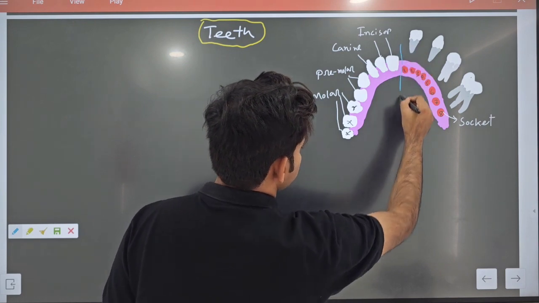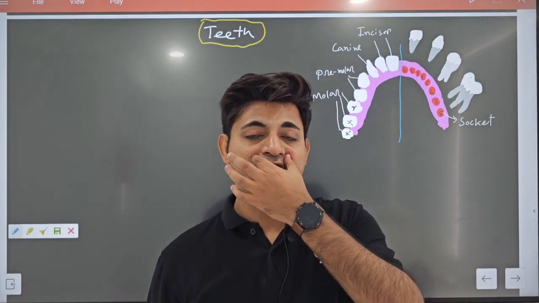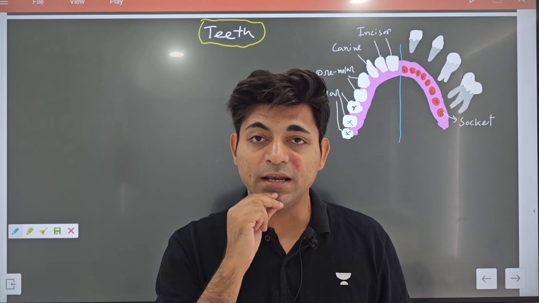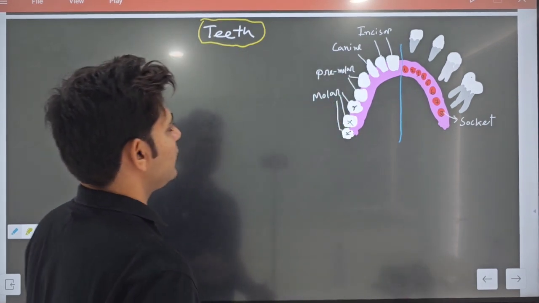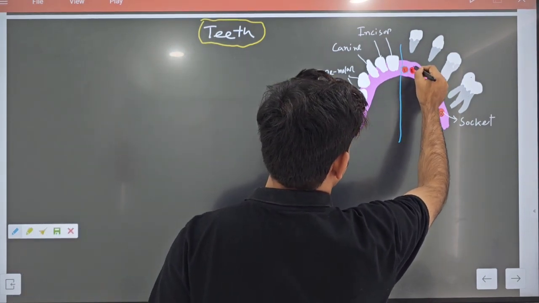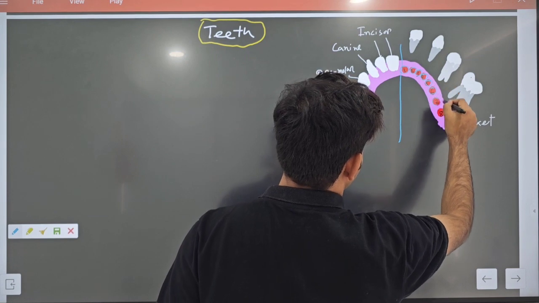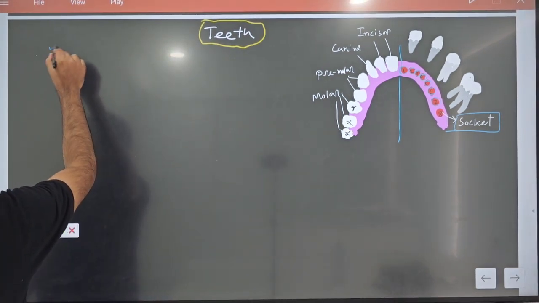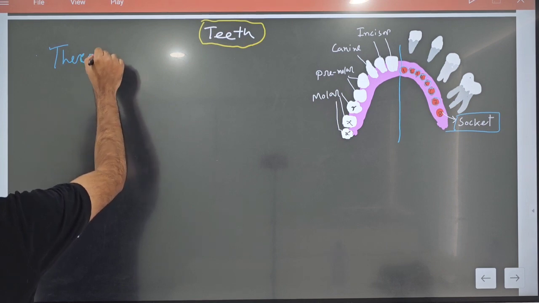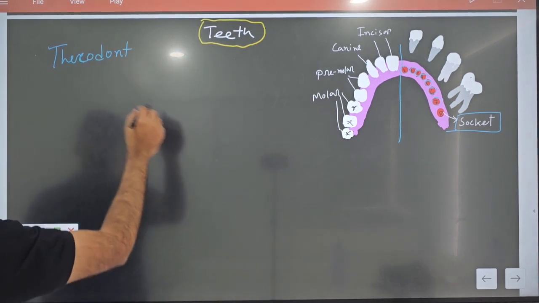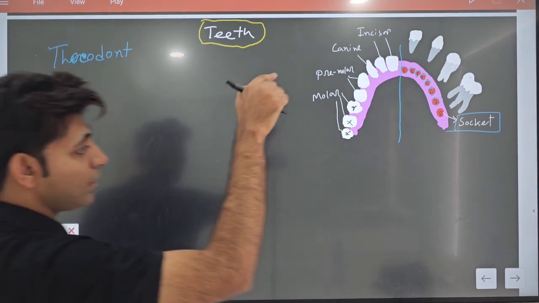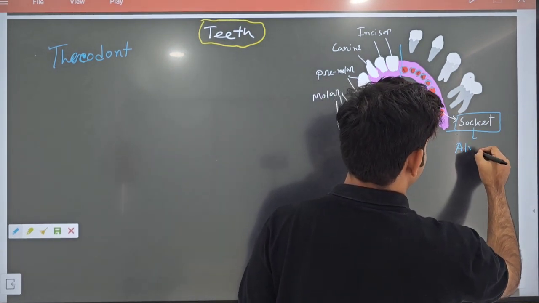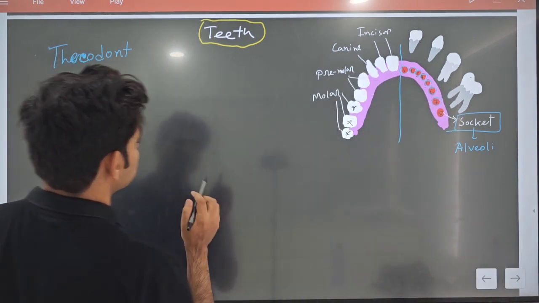In the beginning, we have 2 jaws, upper jaw and lower jaw. The upper jaw is immovable, the lower jaw is movable. The upper jaw is called maxilla, the lower jaw is called mandible. In the socket of the jaw, what are sockets? Some cavities on the jawbone. The roots of the teeth are embedded in them. That's why our teeth are thecodont: the roots of teeth are firmly embedded into the jaw socket. The jaw socket can also be called alveoli of the jaw.